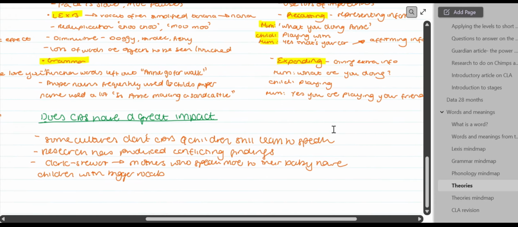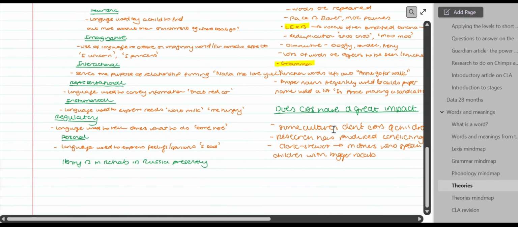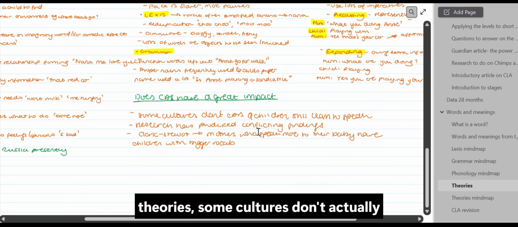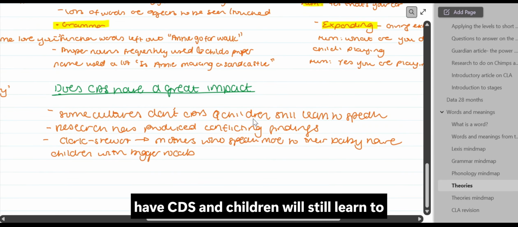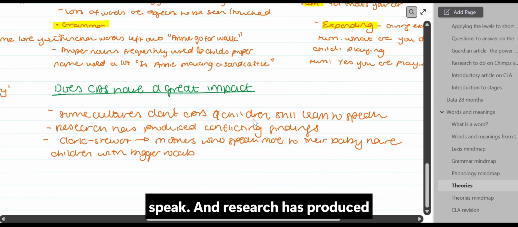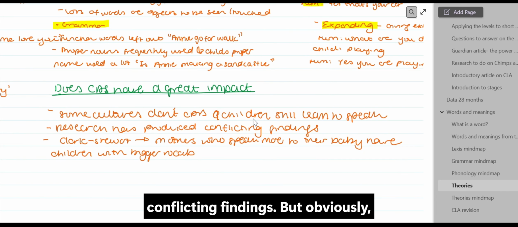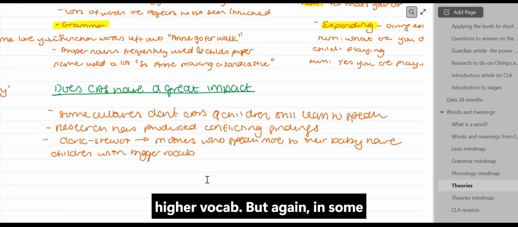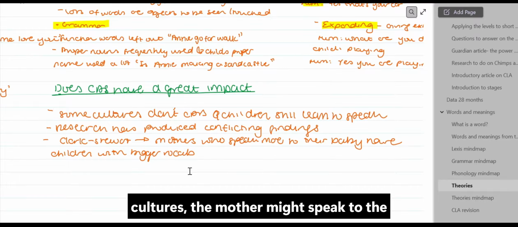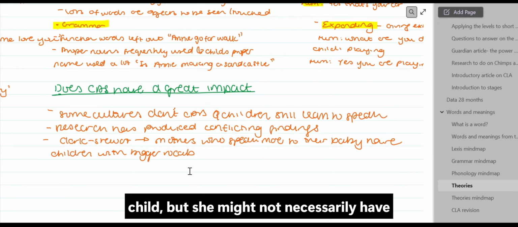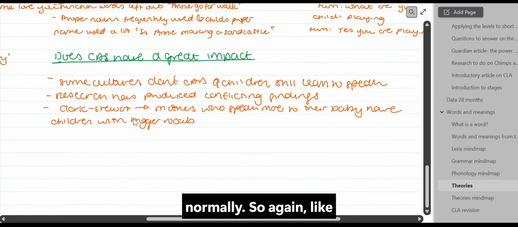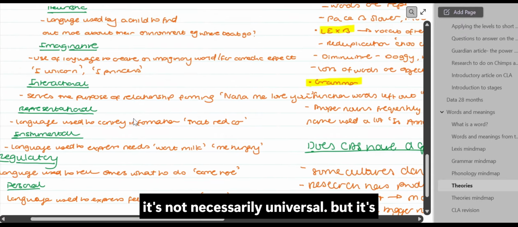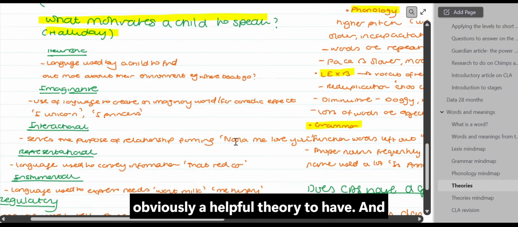that support for them. However, again, as we mentioned, thinking about the limitations of theories, some cultures don't actually have CDS, and children will still learn to speak. And research has produced conflicting findings. Obviously, Clark Stewart said that mothers who speak more to their baby have children with high vocab. But again, in some cultures, the mother might speak to the child, but she might not necessarily use child directed speech. She might talk normally. So again, it's not necessarily universal, but it's obviously a helpful theory to have.